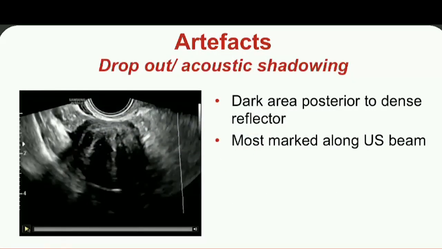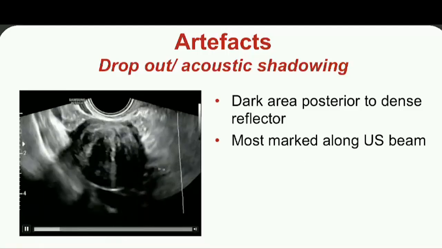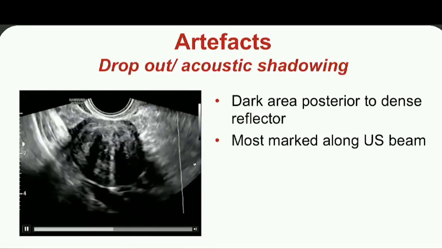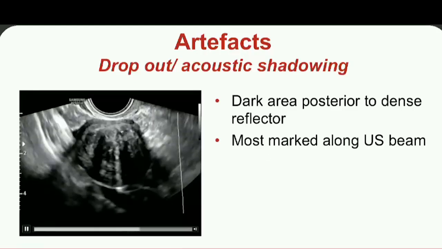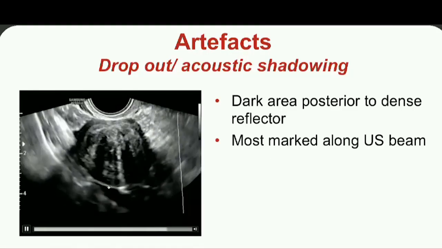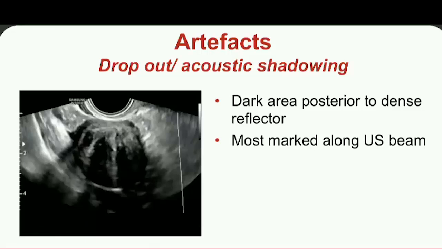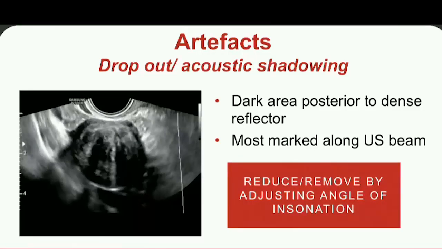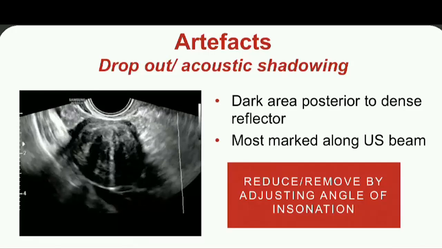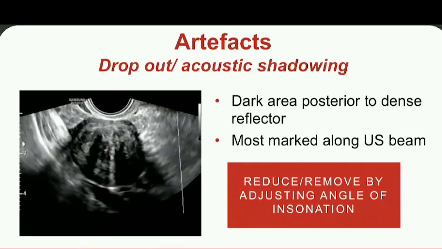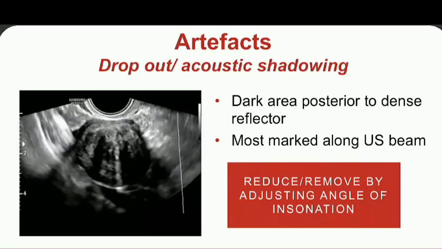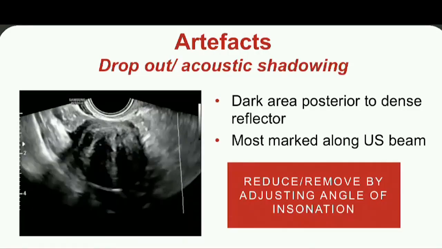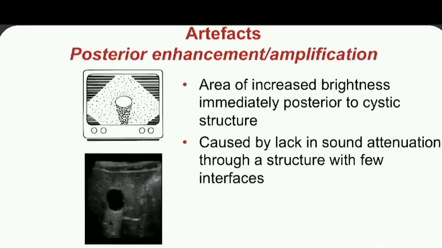So for example, here is acoustic shadowing. You can see the shadowing, the dark area posterior to a dense reflector. It's most marked along the ultrasound beam. If you put your beam perpendicular to a very strong reflector, then you have a shadow behind it. So what you can do is readjust your angle of inclination, and if you see the artifact moving along with that, you use this acoustic shadowing to identify calcifications or very dense tissues.